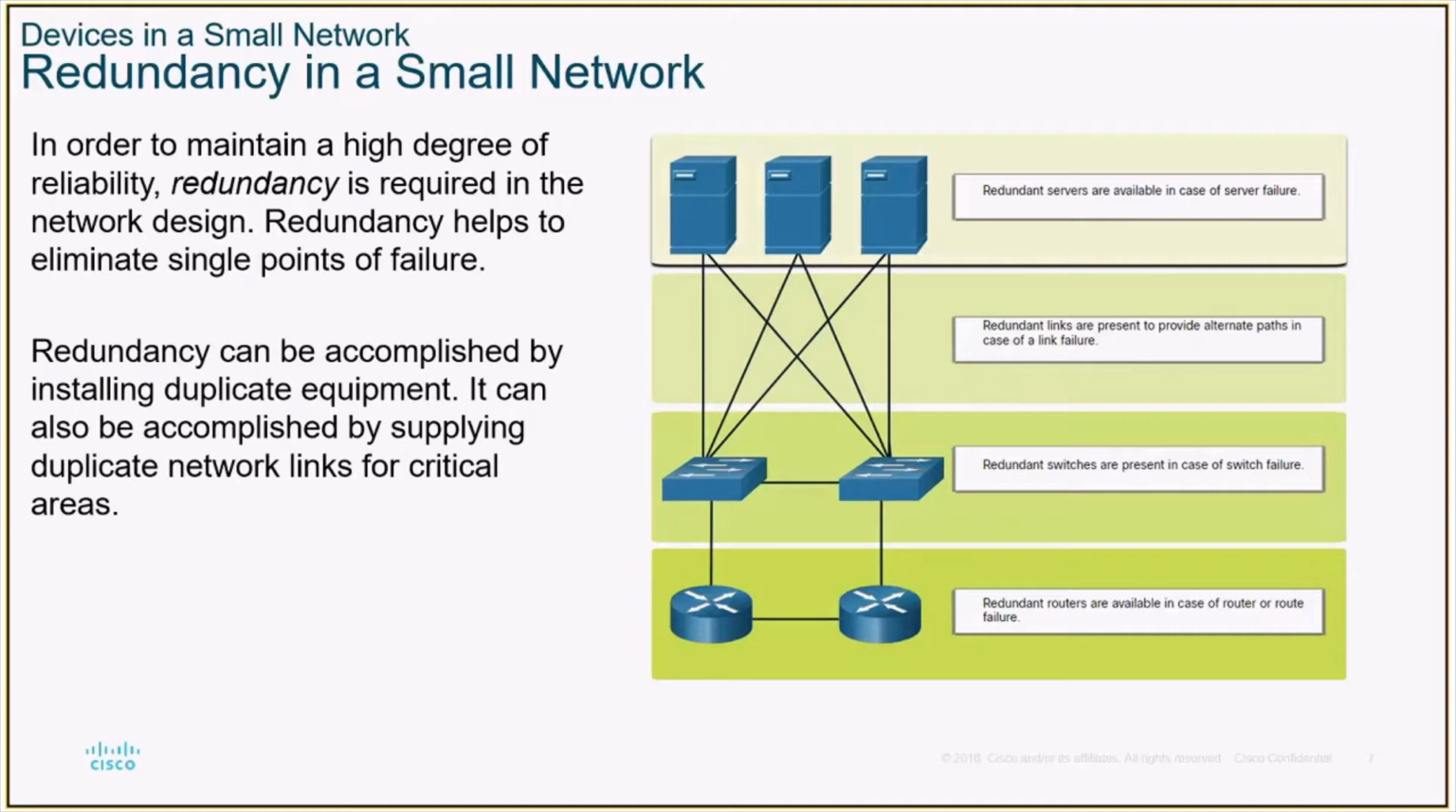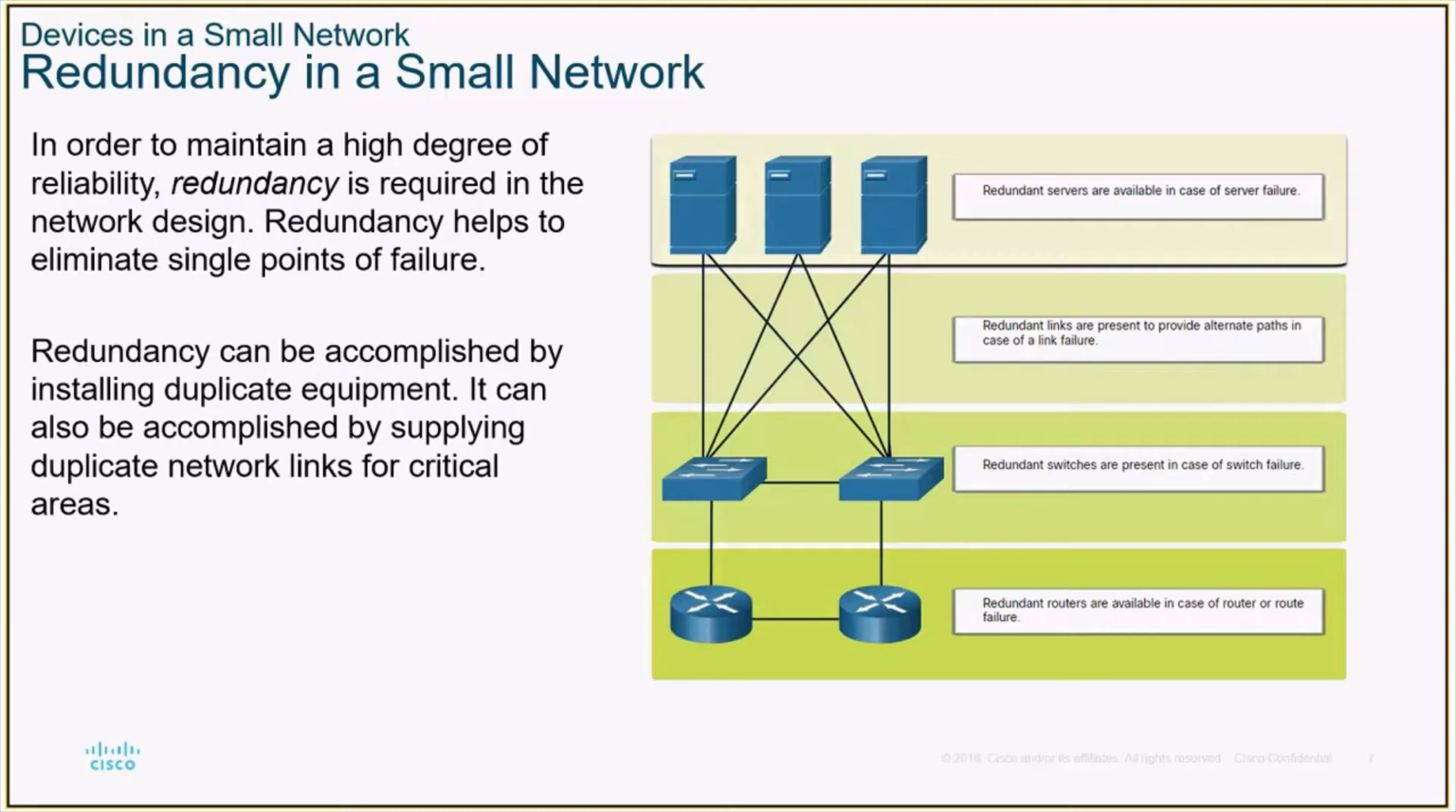Okay, redundancy in a small network. Now this is less common, but should be. You should try and get redundancy if you can. In order to maintain a high degree of reliability, redundancy is required in network design. Redundancy helps to eliminate single points of failure. Redundancy can be accomplished by installing duplicate network equipment, and it can be accomplished by supplying duplicate network links for critical areas.